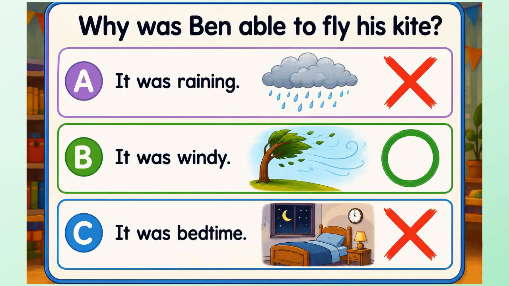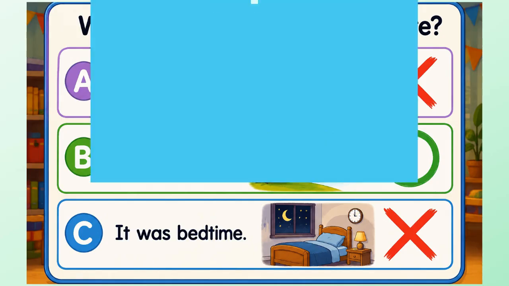Step 3. Prove the answer. Our story clue says he waited for a windy day. Now look at the answer choices. It was raining? No, the story doesn't say that. It was bedtime? Nope. It was windy? Yes. That matches our clue perfectly. We can prove it. Woohoo!